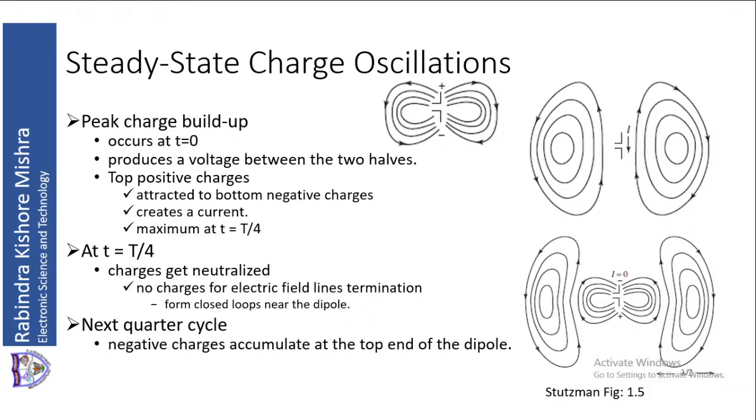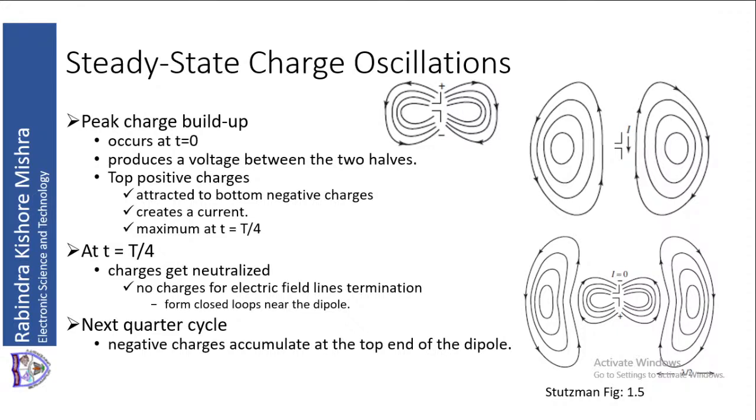Since they neutralize each other, there will be no charges for electric field lines to terminate on because they have joined together. So there will be no point from which the lines start, and no point on which they end. So there is no point of termination. So it becomes a loop. The starting point and ending point are the same, which means it becomes a loop. So they form closed loops near the dipole. So we started with open loops, unclosed loops, then at t equal to 0, we started with open loops.